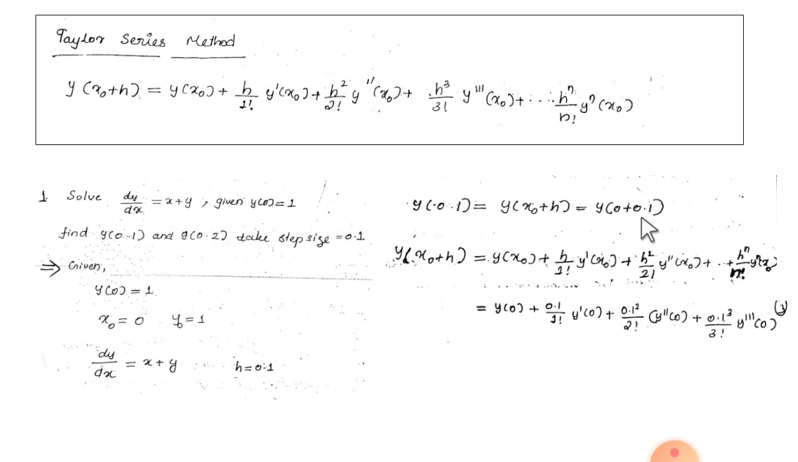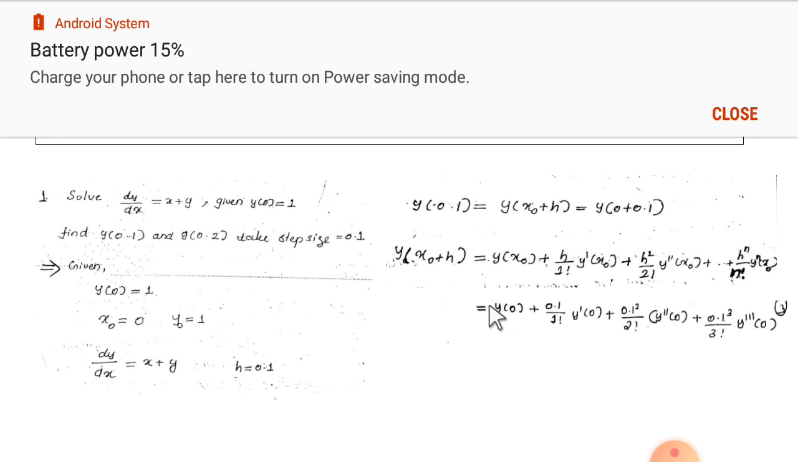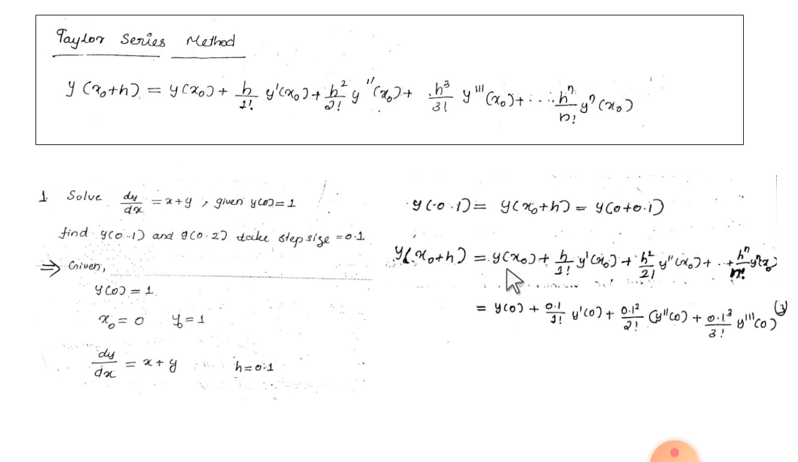y of 0 plus 0.1. So rewriting that, your equation will be y of x0 plus h equal to y of x0 plus h by 1 factorial into y dash of x0 plus h square by 2 factorial into y double dash of x0 plus etc. plus h raised to n by n factorial into y raised to n of x0.